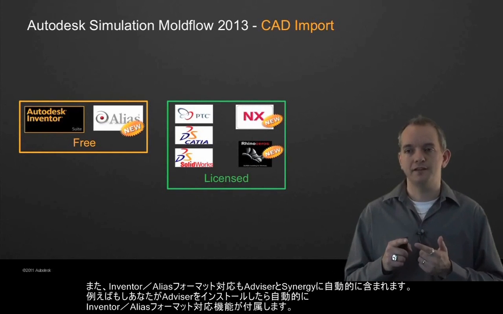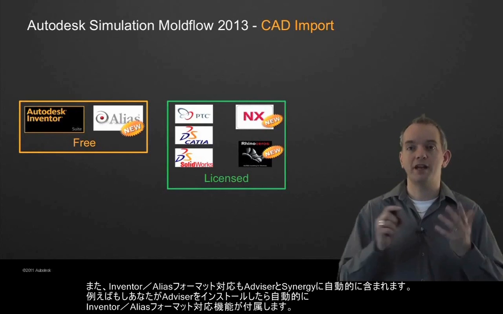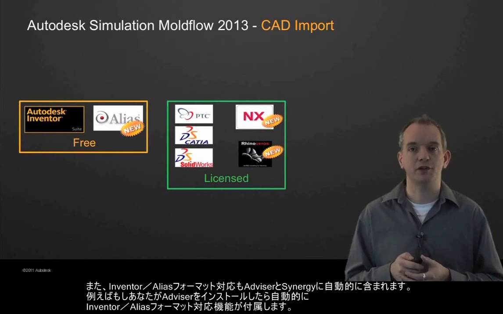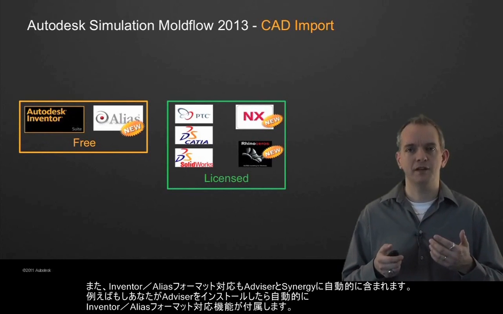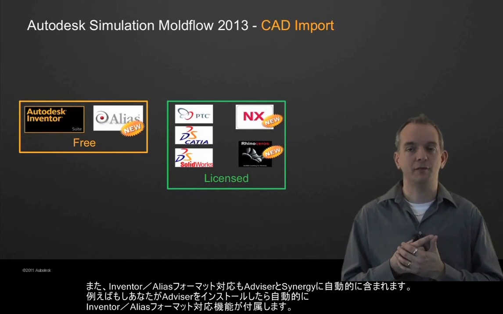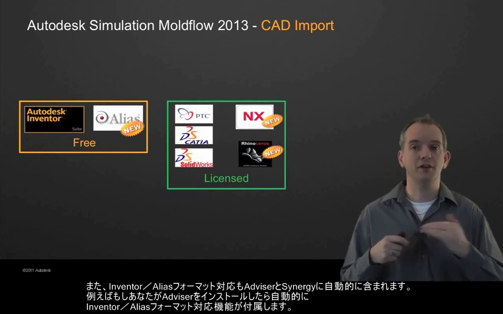Inventor formats and Alias formats are automatically included in the Advisor and Synergy product. So if you have installed your Advisor, you automatically get Inventor import capabilities included in the installation. So there's nothing you have to do separately.